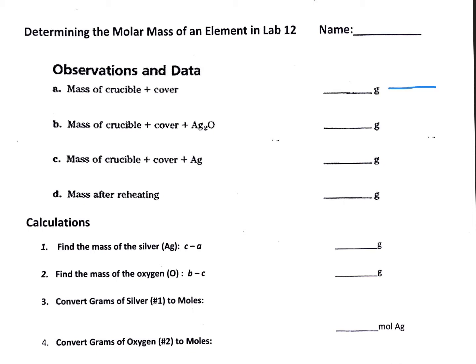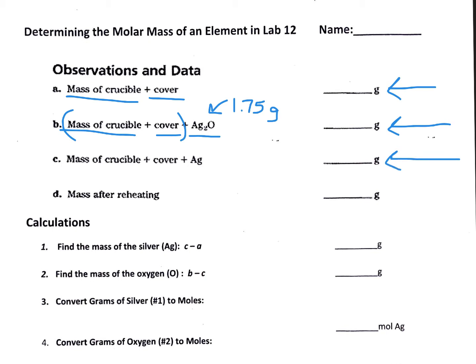So you should have already written down how many grams it was of just your mass of your crucible plus the cover. You also should have taken the mass before the reaction with that black powder called silver oxide, with the cover and the crucible as well. Remember, the silver oxide, you were supposed to mass out about 1.75 grams of the substance, and of course, take into account the mass of the crucible and cover. Then after you cooked it for 15 minutes, you should have ended up with a product of silver, and you should have taken that mass as well.